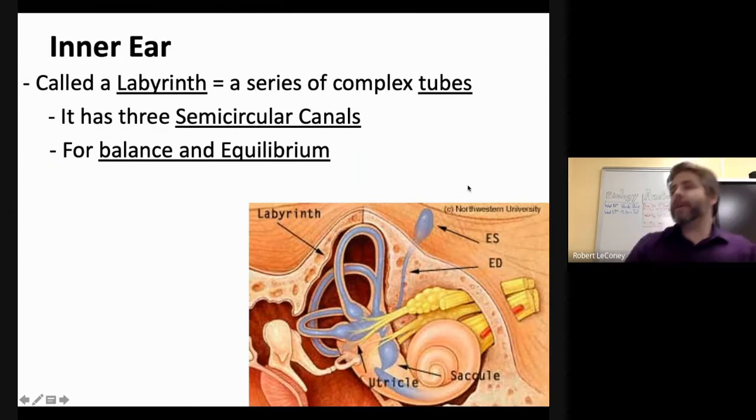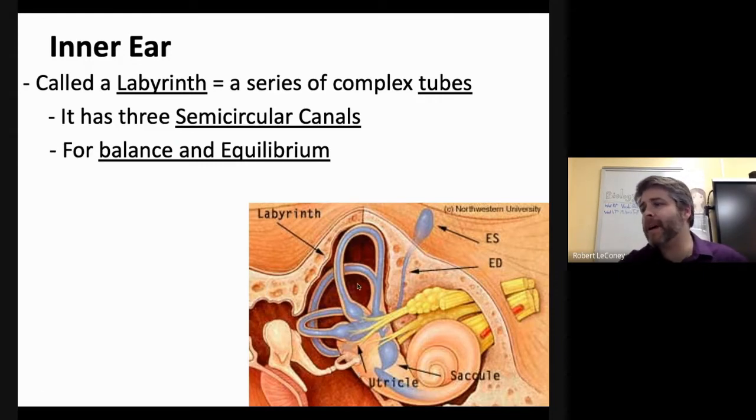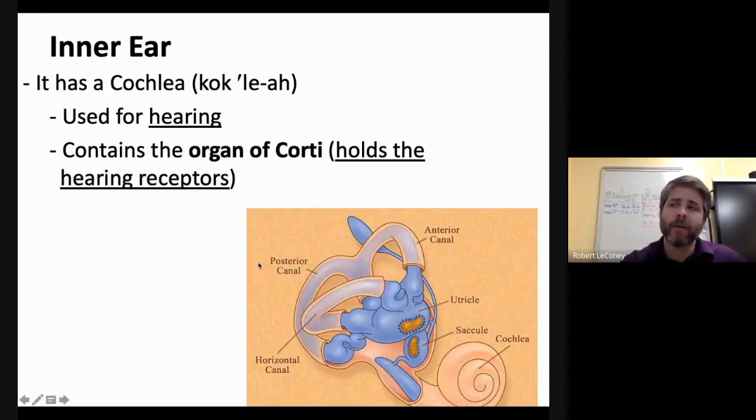So that inner ear part is called the labyrinth. It starts off on the top with these 3 semicircular canals on top of this bulb, which I will go into detail about later. But they have to do with balance and equilibrium. That's what keeps you from falling over. So I'm going to come back to that. I want to focus right now on the sound part.